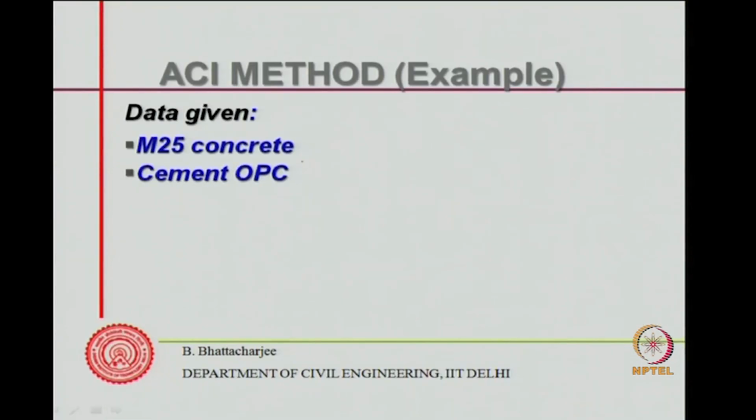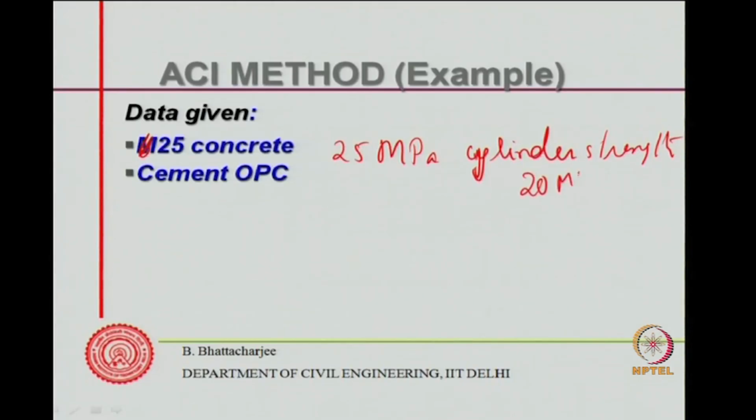Well, Indian M20, not M25, will not be the correct statement. I will say 25 MPa is the cylinder strength. Cement, of course, we are using OPC. For a simple example, if it is M25, this would have been 20 MPa cylinder strength, but we are not using that. In fact, ours is higher strength.